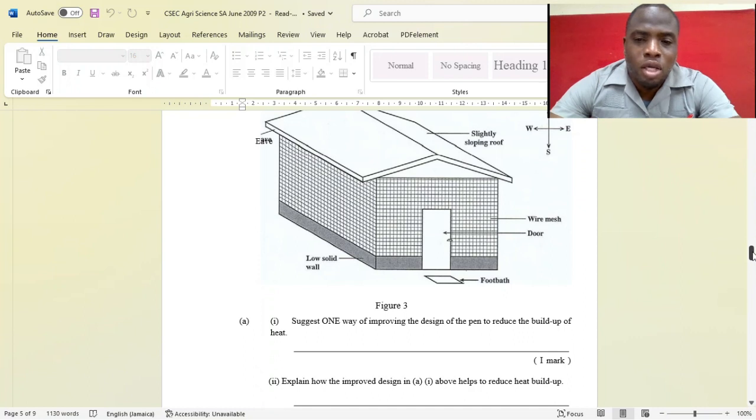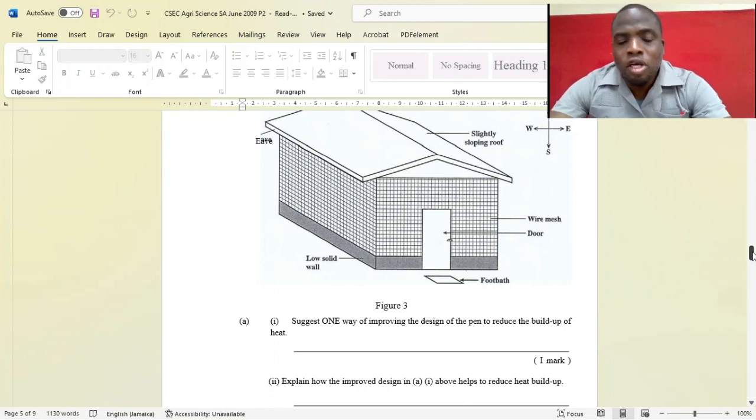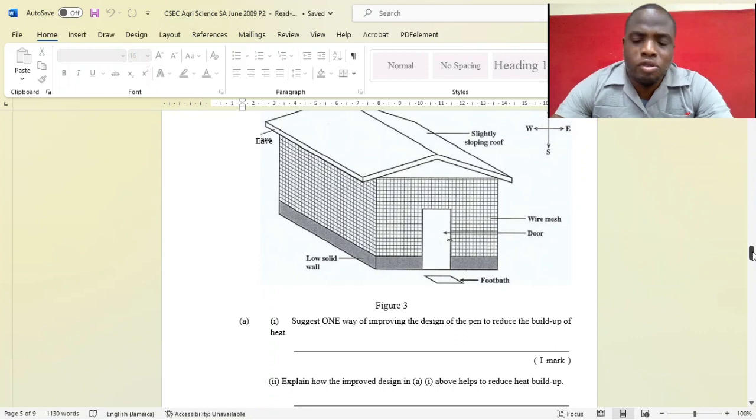So that solid wall will allow for the prevention of predators getting into your house. Also the wire mesh will provide some form of prevention of predators. But the foot bath, oftentimes we think about predators, but we, the personnel entering into the poultry house, can take harmful substances, microorganisms. So the foot bath is there to deal with biosecurity as well, which minimizes us taking any microorganism from the soles of our feet into the poultry house.